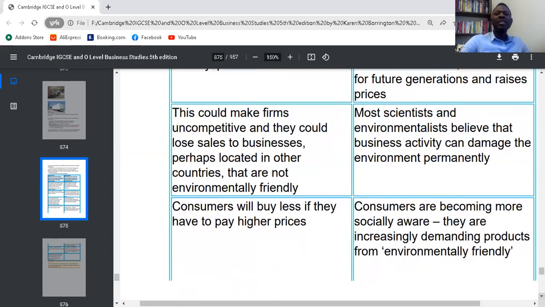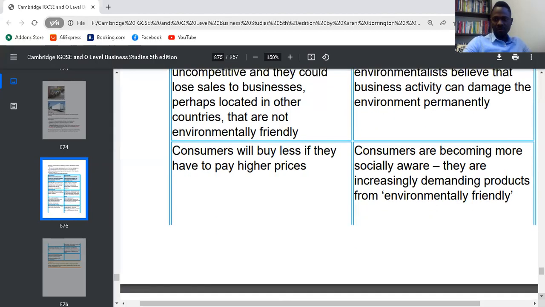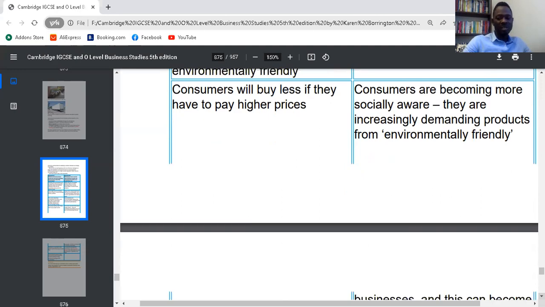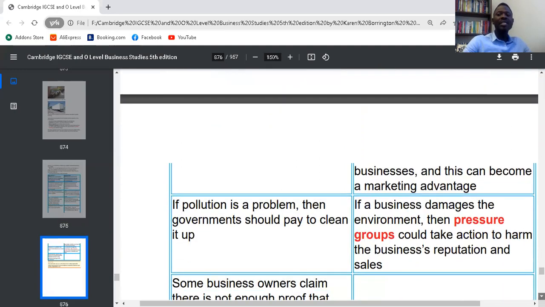The third point: most scientists and environmentalists believe that business activity can damage the environment permanently. For scientists and environmentalists, they believe business activity is the reason why the environment is damaged. That's the argument, so businesses have to be socially responsible. The fourth one: consumers are becoming more socially aware. They are increasingly demanding products from environmentally friendly businesses, and this can become a marketing advantage.